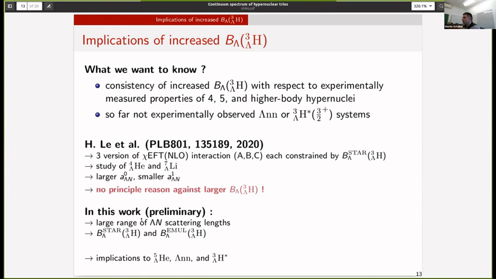So in this work, which is so far preliminary, I'm going to use a large range of Λ-N scattering lengths, which comprises the previous Λ-N scattering values which I showed in the previous plot, plus those predicted by chiral EFT at LO, interaction ABC. And I will show you the calculation considering the star value and the emulsion value of the hypertriton separation energy.